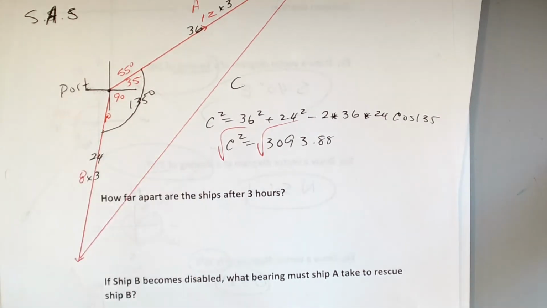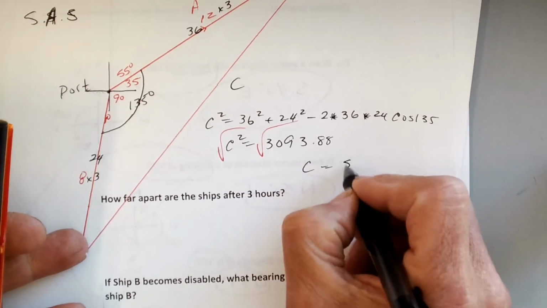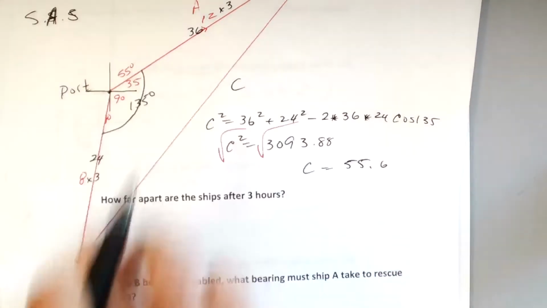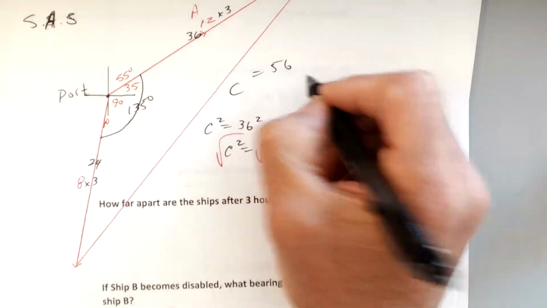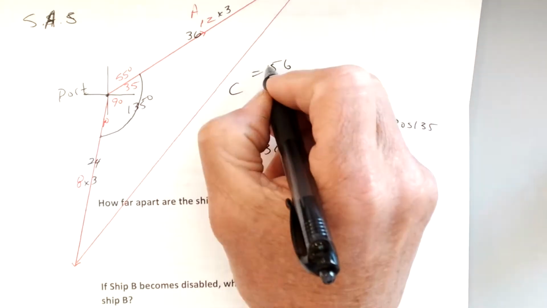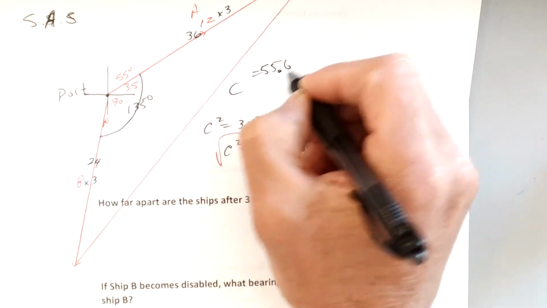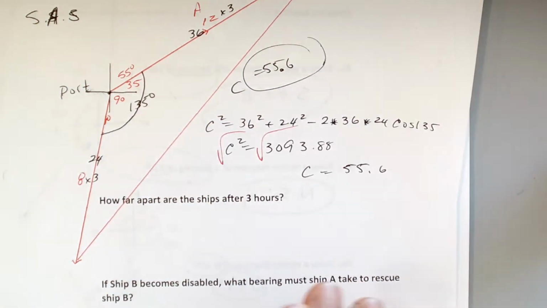And that answer sounds about right. I mean, if they're 24 here and 36 there, then 55.6 could be okay, right?